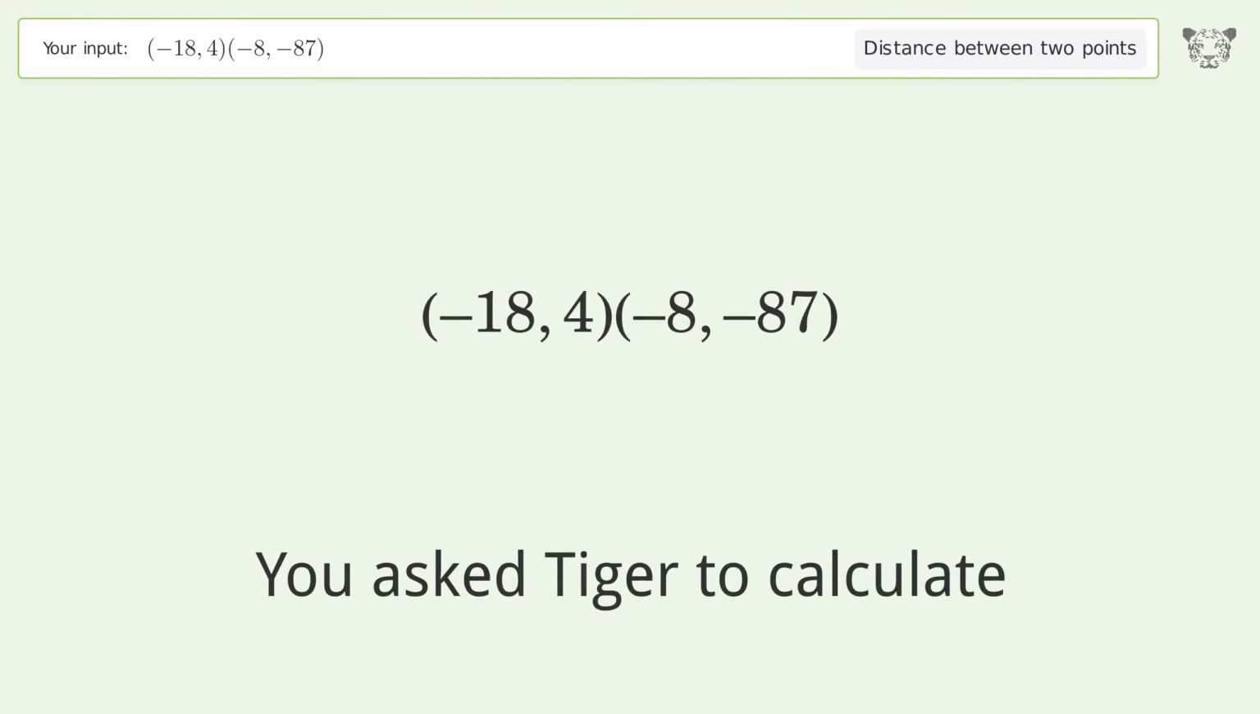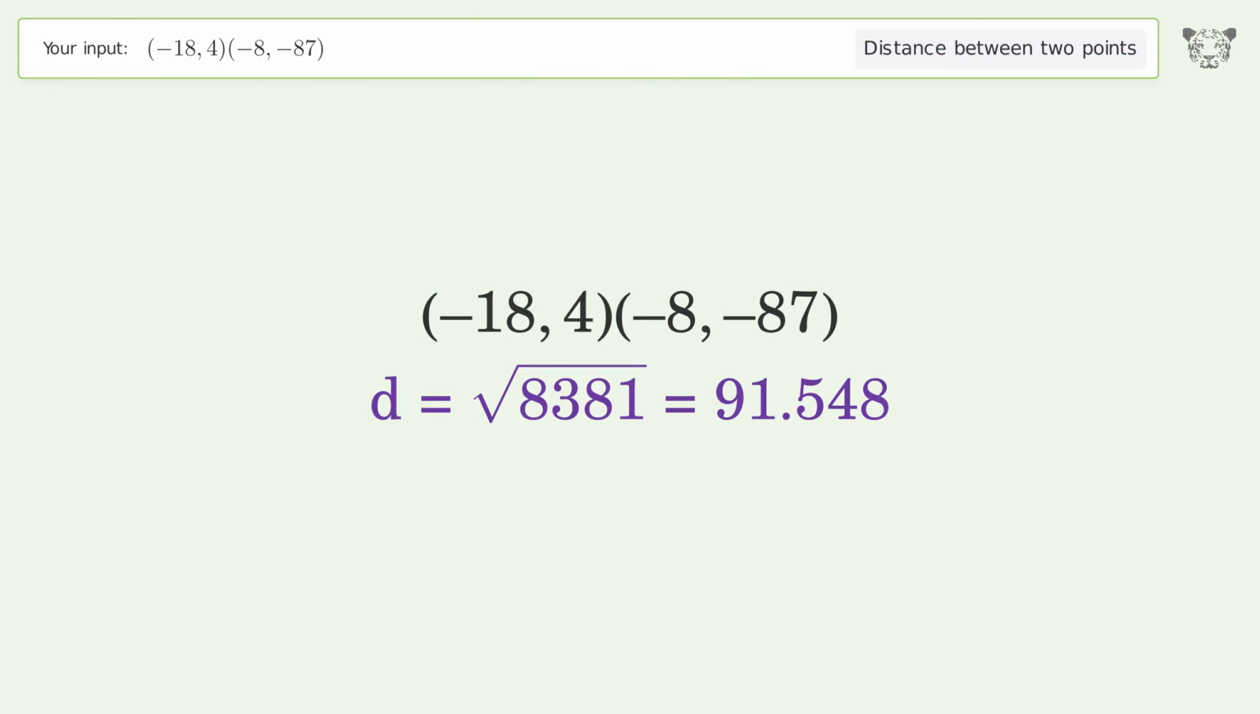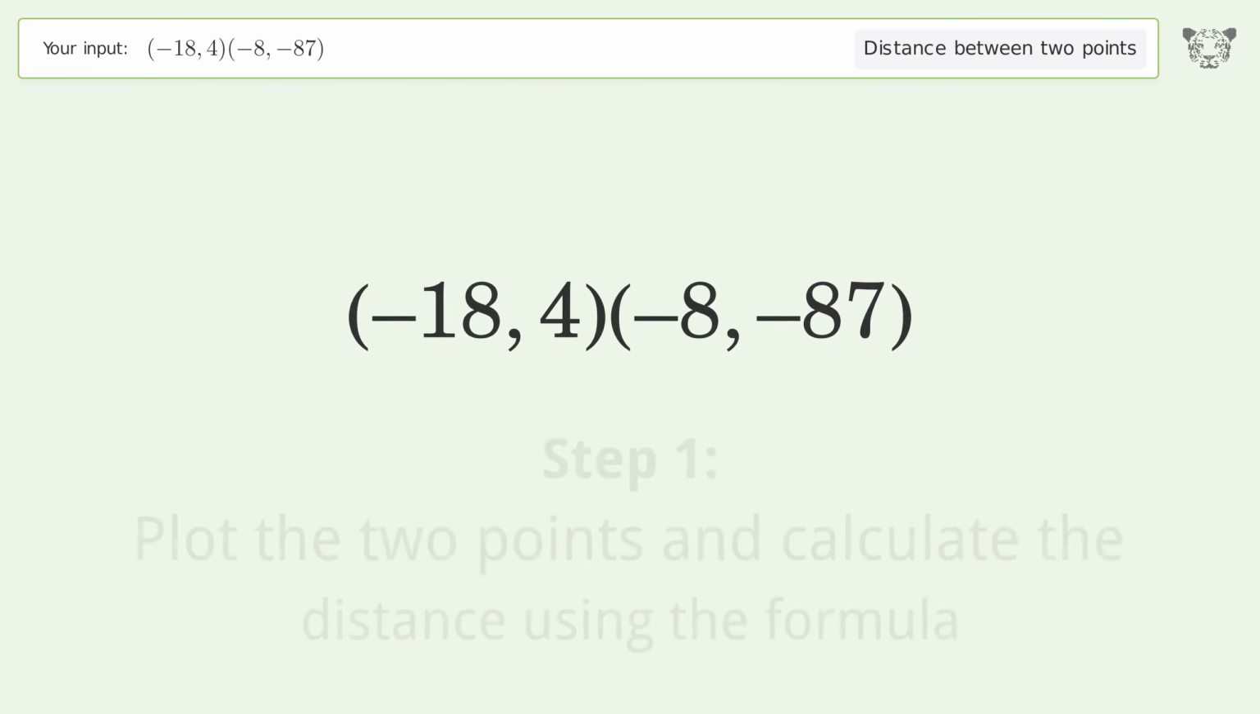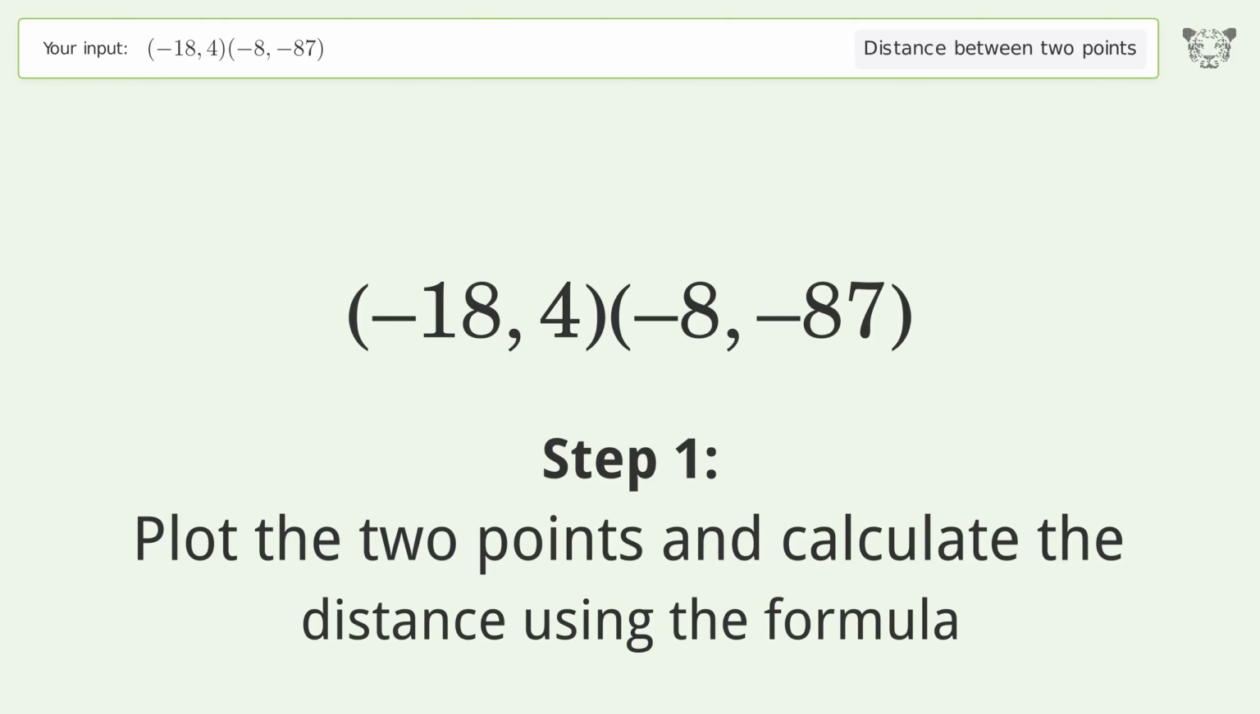You ask Tiger to calculate. This deals with the distance between 2 points. The distance between the 2 points is the square root of 8,381, or 91.548. Let's solve it step by step. Plot the 2 points and calculate the distance using the formula.